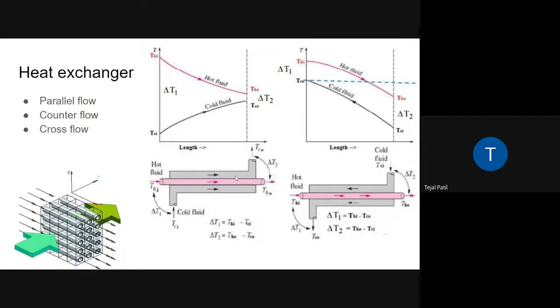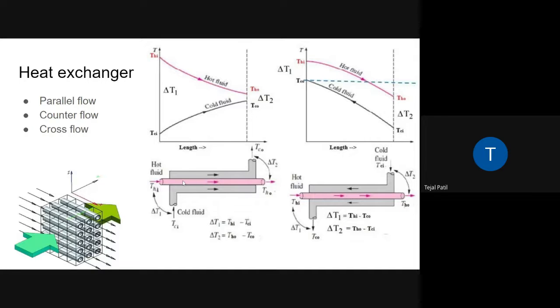Why? Because it is surrounded by a certain tube, and that tube has its own thermal conductivity. It will not conduct beyond that. So accordingly, we have to design the length also. Okay, this is what it is about the parallel flow.